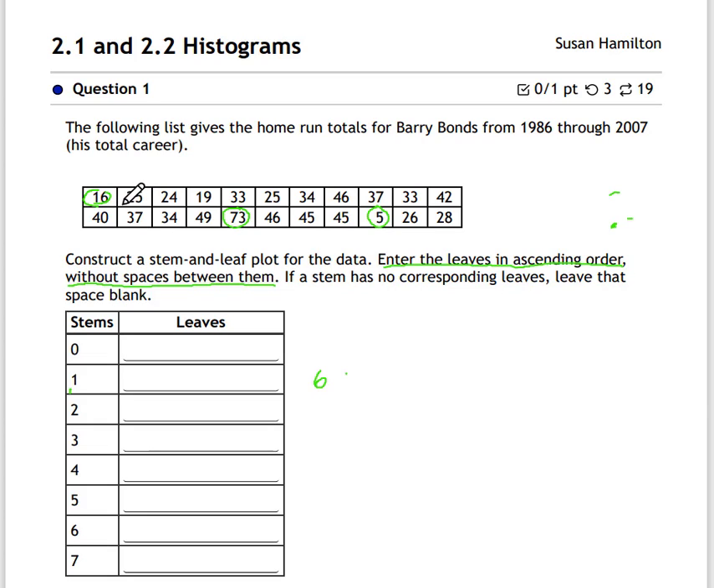So I did the 16. Now I'm going to do the 25. That means a stem of 2 and a leaf of 5. 24, a stem of 2 and a leaf of 4. For 19, a stem of 1 and a leaf of 9. I'm going to do 2 more and then I'm going to fill in this data table for us. So 33, a stem of 3, a leaf of 3. 25, a stem of 2 and a leaf of 5.